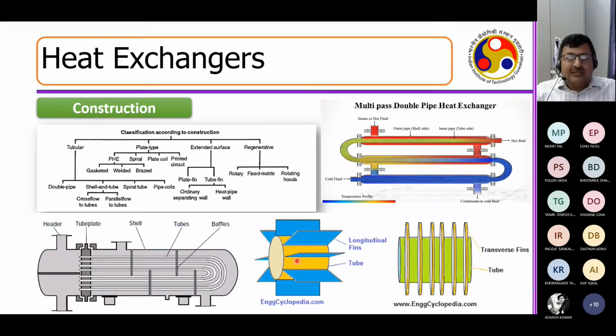So construction wise, if I classify the heat exchanger, this is a tubular heat exchanger. Double pipe, shell and tube, spiral tube, these are all tubular heat exchangers. There is a plate type heat exchanger, I am coming to that. Extended surface, these are all extended surface heat exchangers. And then there are regenerative ones. Plate type and regenerative, I will come to later. So these are construction wise.